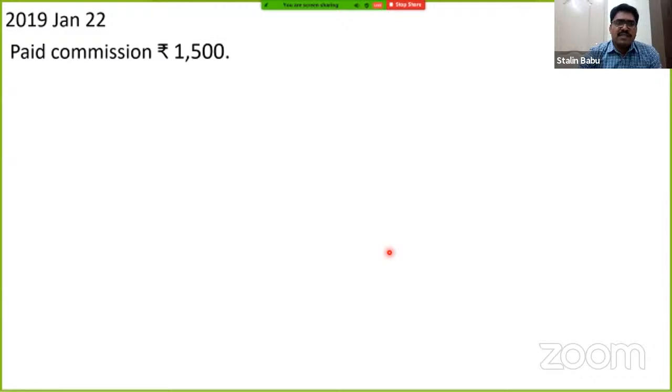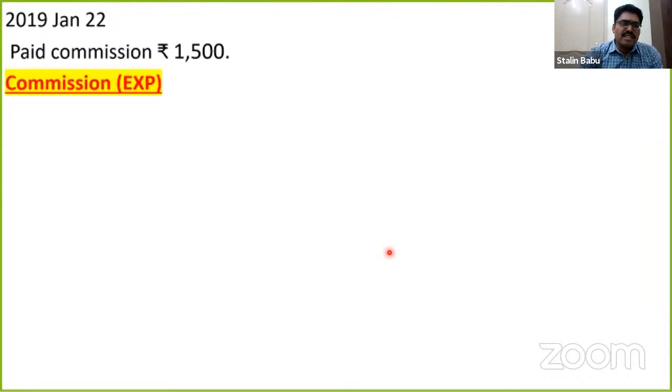Paid commission rupees 1,500. Here payment means it is an expenditure. Commission is an expenditure. They are paying commission, which means cash is going out of the business. So the two accounts involved here are commission account and cash account.